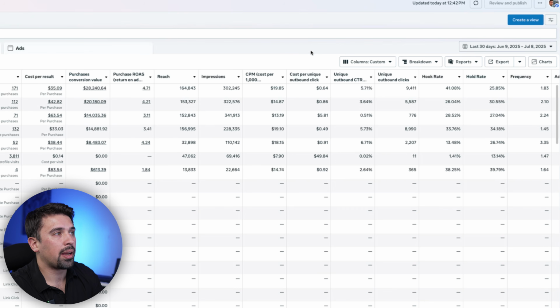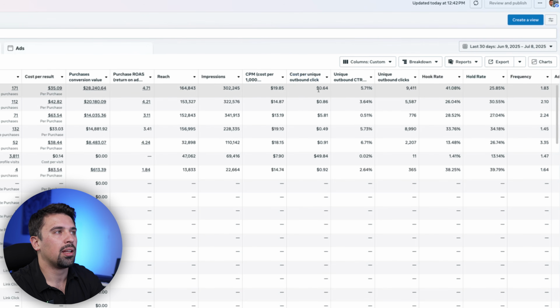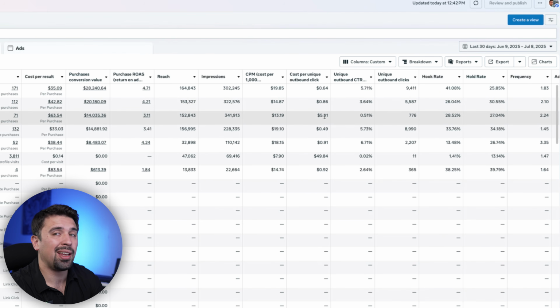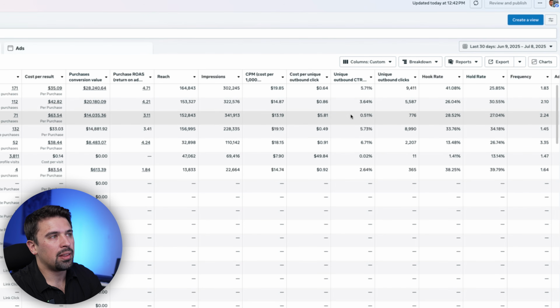So I like to look at my cost per unique outbound click and my unique outbound CTR to see, okay, is my ad doing its job? So if I see any astronomical cost per click, in this specific example, you can see generally I'm getting under $1 cost per click, but for whatever reason in this campaign, I was getting a $5.81 cost per click. That is way higher than normal. And then you can also see that in this case, I had a way lower unique outbound CTR than the rest, right? So for me, this was an obvious one.